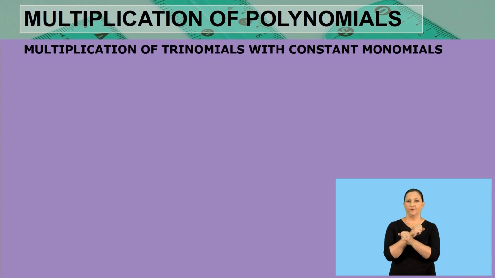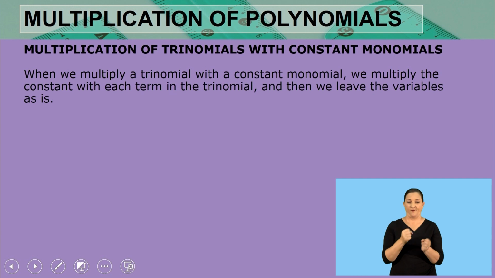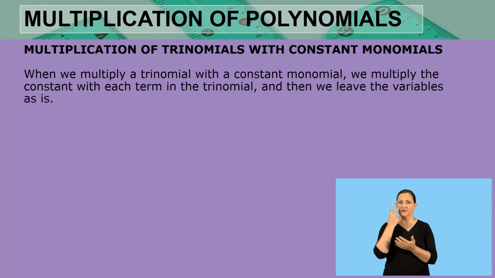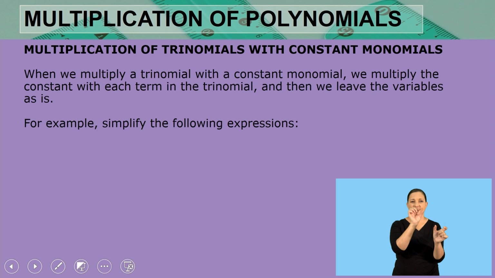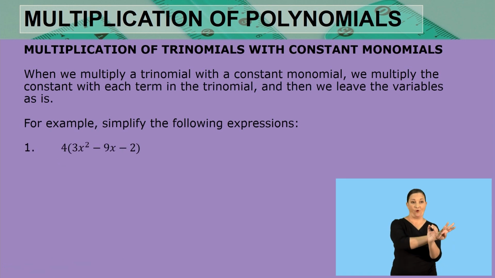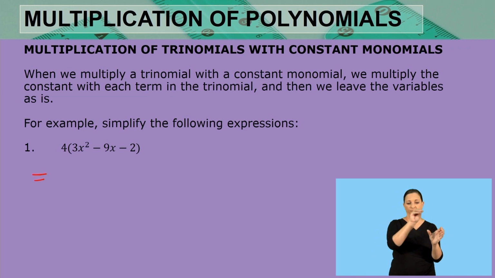Right, let's continue. Let's move on to multiplication of trinomials with a constant monomial. When we multiply a trinomial with a constant monomial, we multiply the constant with each term in the trinomial, and then we leave the variables as is. So let's look at an example. We have the 4, and this 4 is going to be multiplied by 3x squared minus 9x minus 2. Again, this is a reminder of our distributive property, because that 4 must multiply with each term inside the bracket.